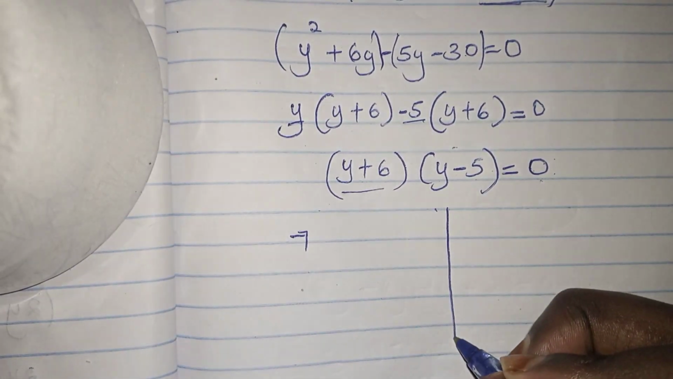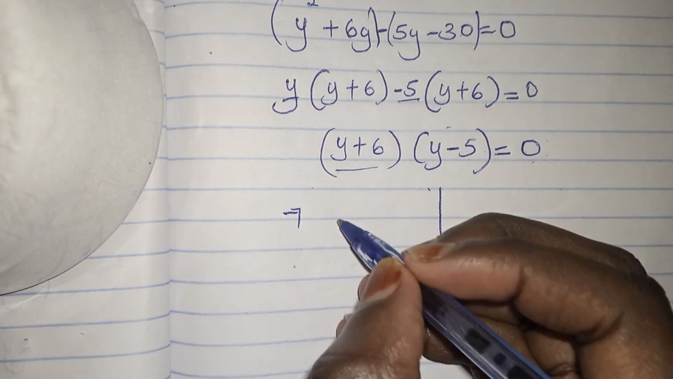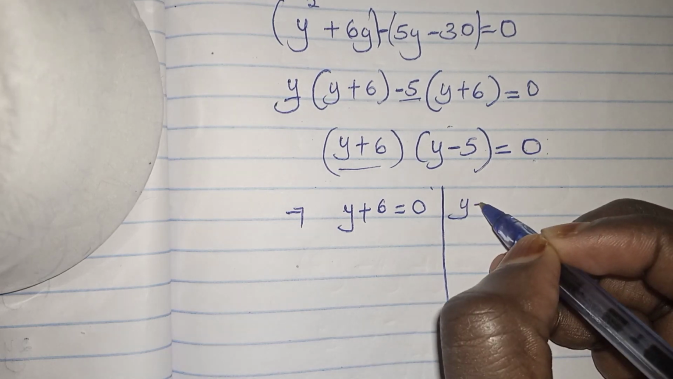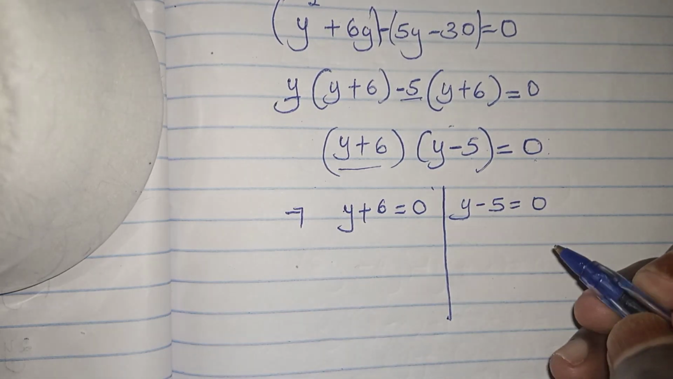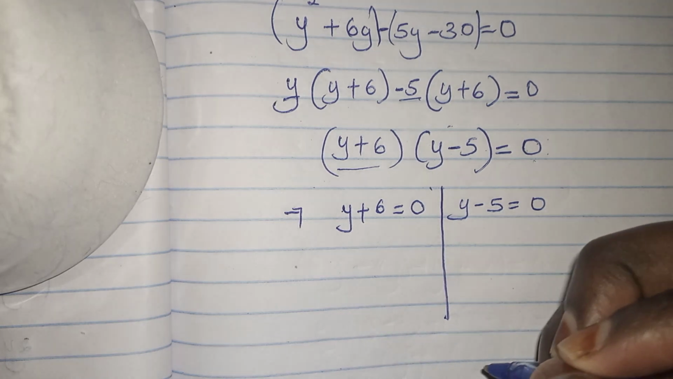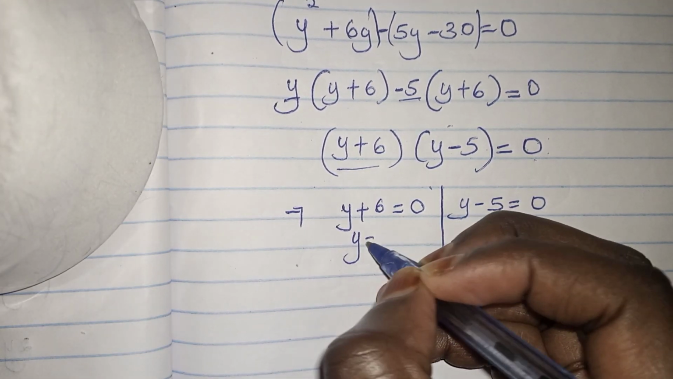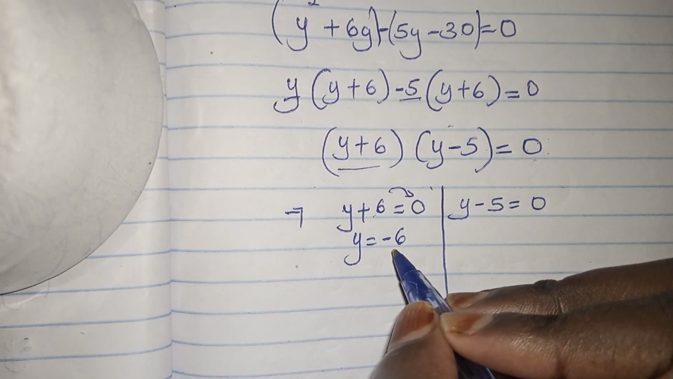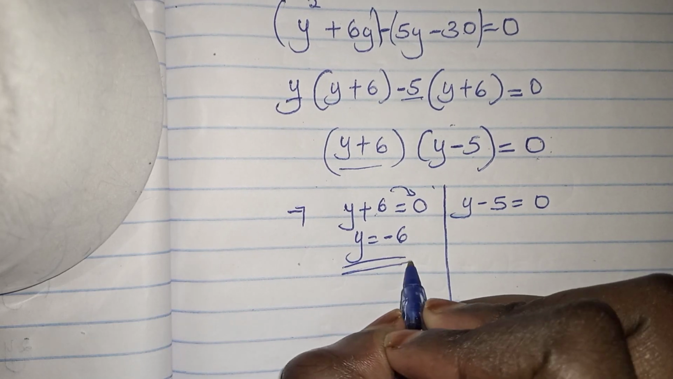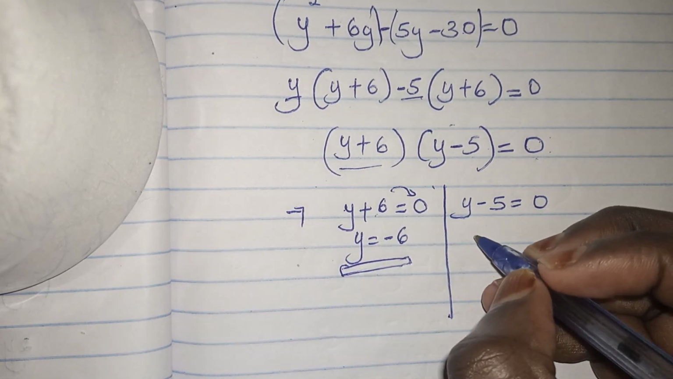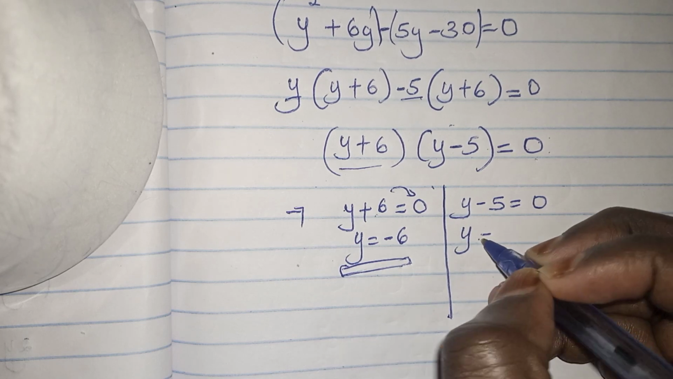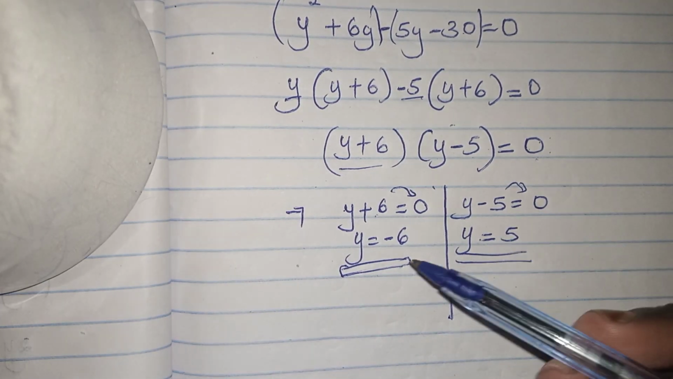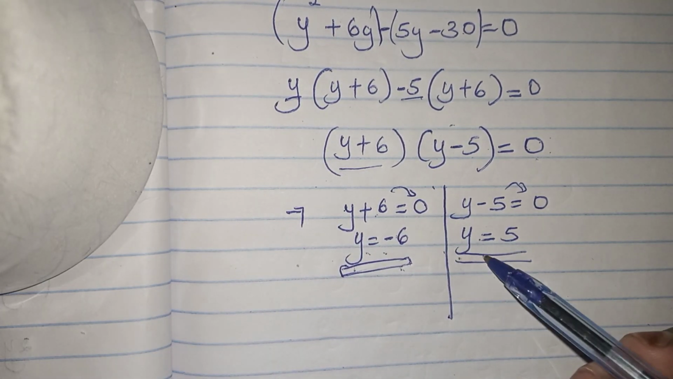So let me divide this into 2: y plus 6 is equal to 0, and y minus 5 is equal to 0. I want us to get the value of y so that we can solve the equation. So y is equal to negative 6, bringing this positive sign to the other side, it becomes a negative. This is our first value of y. Next value, y minus 5: y is equal to 5, bringing 5 to the other side and it becomes positive. So y is equal to negative 6 or y is equal to 5.